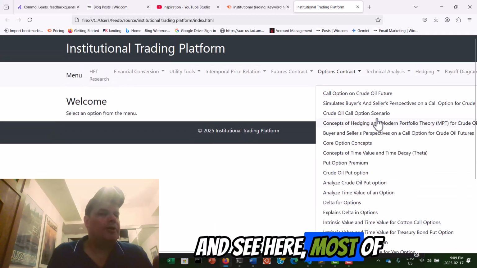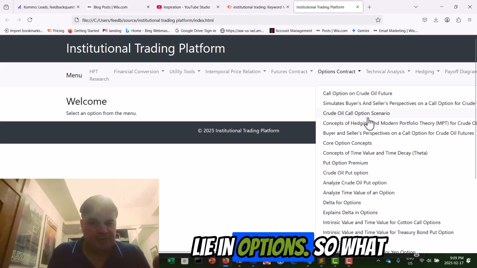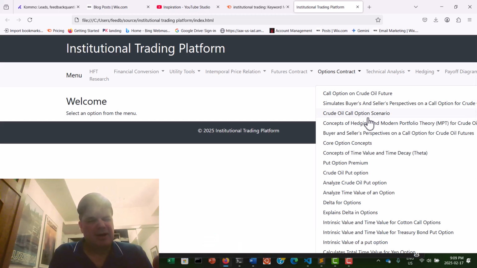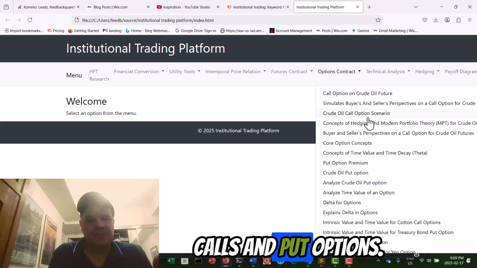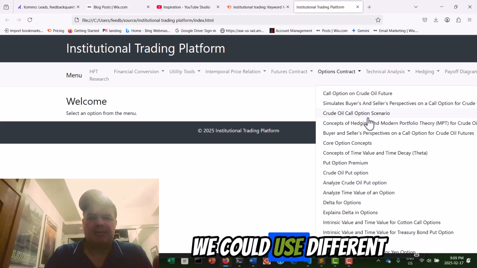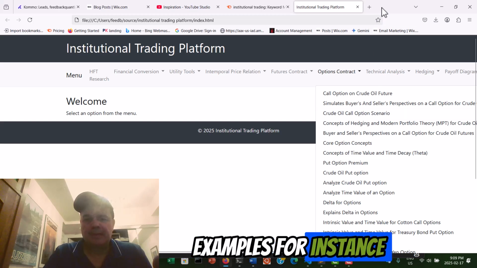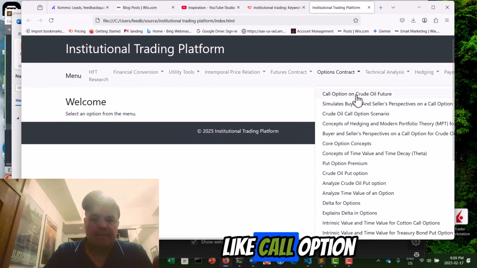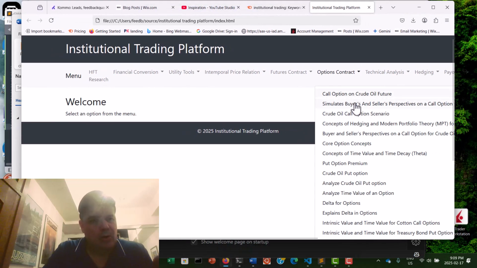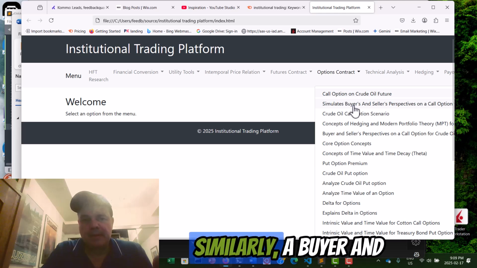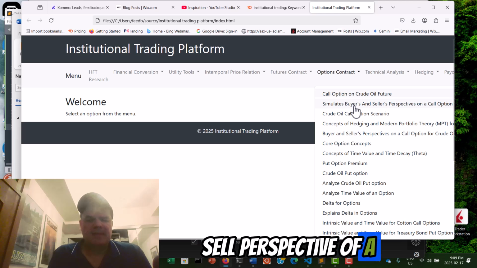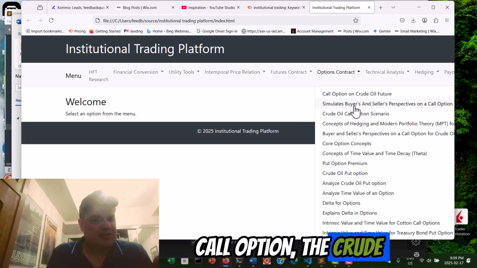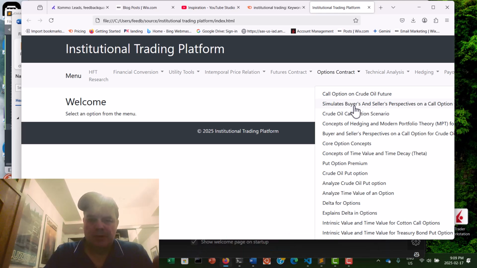You can see here, most of the opportunity will lie in options. So what we're looking at are the calls and put options. We could use different examples, for instance, things like a call option on a crude oil future, simulate a buyer and seller perspective of a call option, the crude oil option scenario.